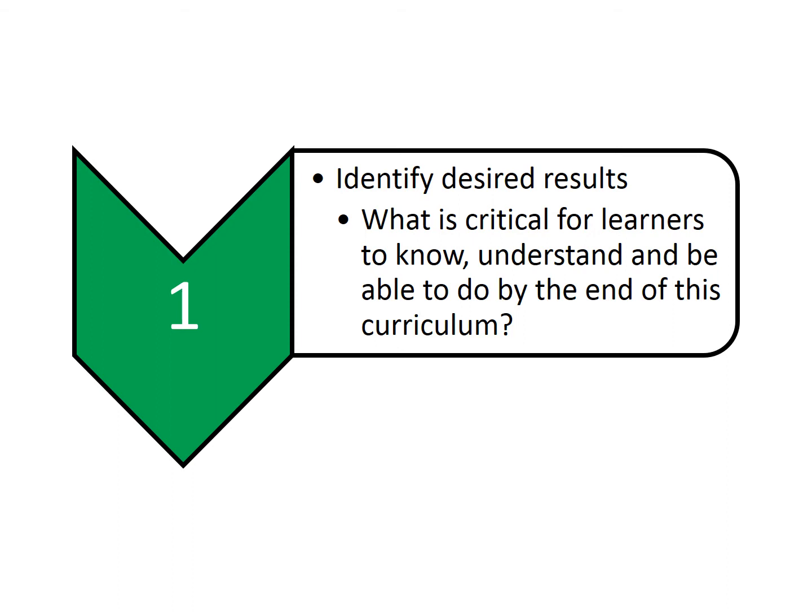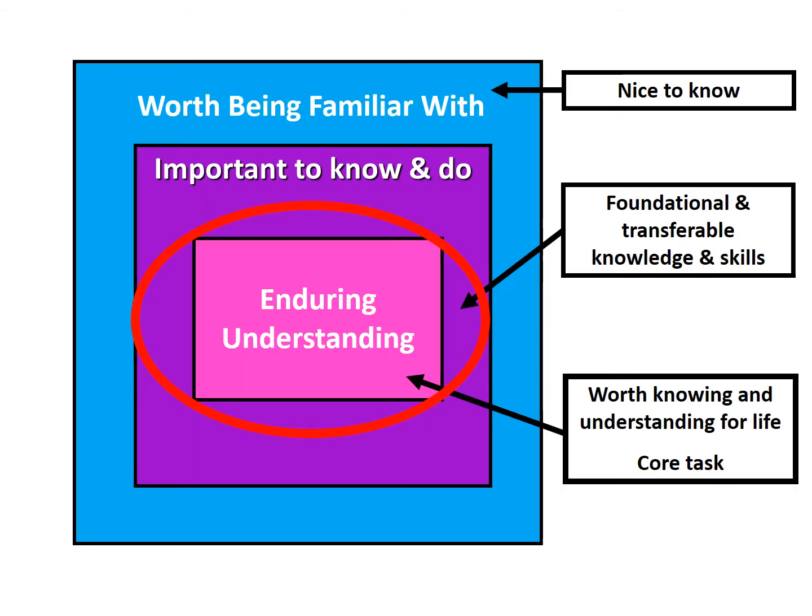So let's take a closer look at the first step in backward design. This step relates to what we discussed in session 5. It focuses on what is critical for learners to know, be able to understand, and do by the end of the curriculum. In order to determine what is critical for learners to know, understand, and be able to do by the end of a curriculum, backward design theorists tell us that we should focus on creating learning outcomes that emphasize learners' enduring understandings.